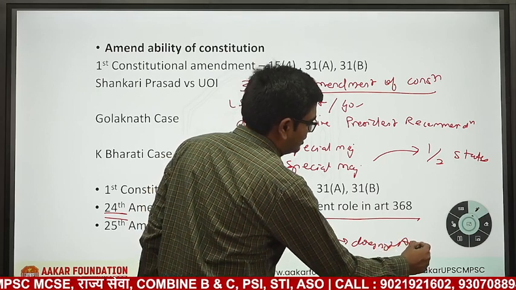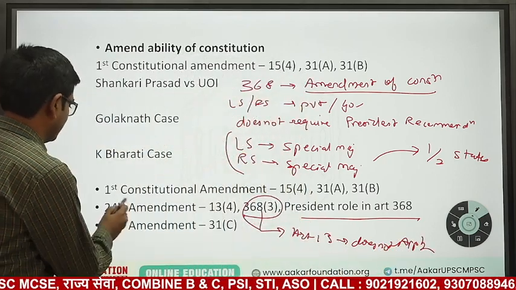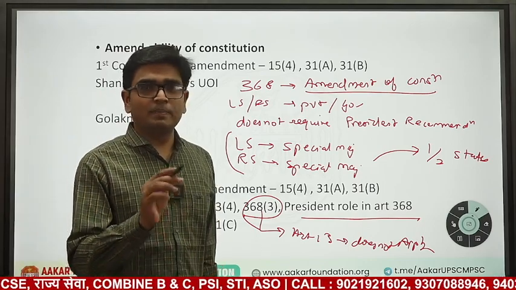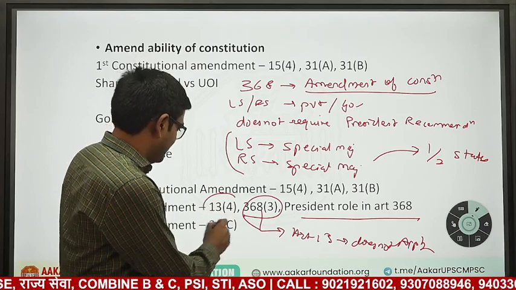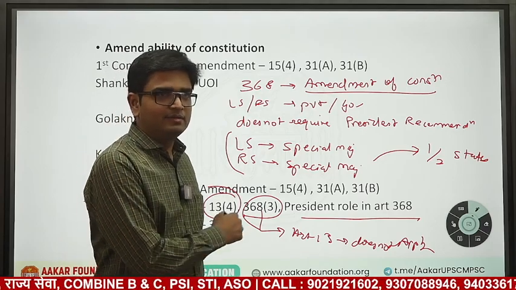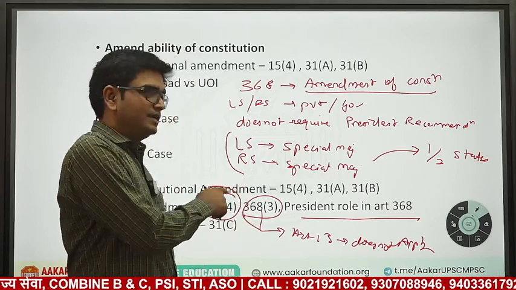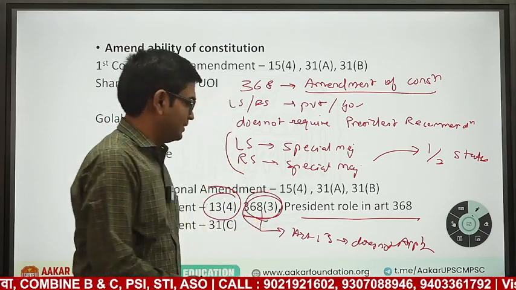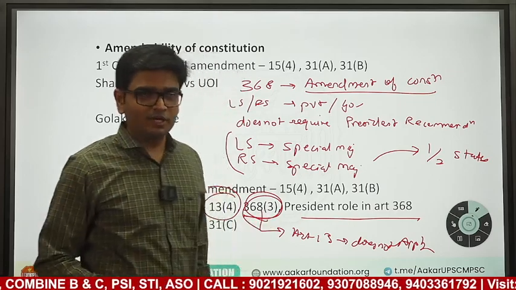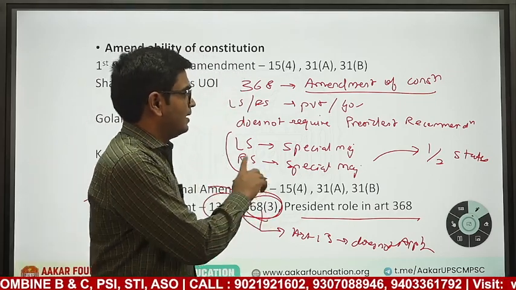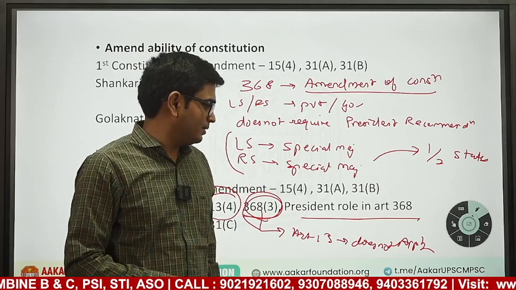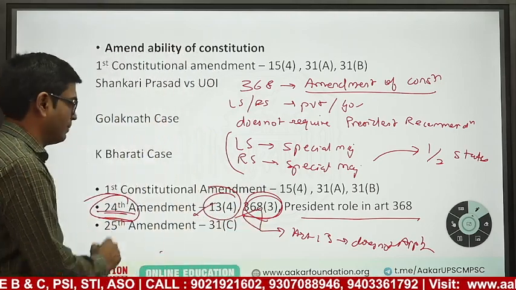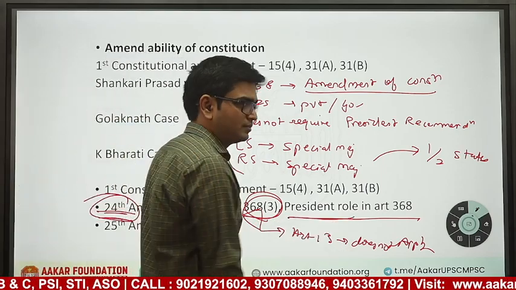Article 13 does not apply, meaning this 24th Amendment Act re-ensured that a constitutional amendment will not be called a law. For example, it added in Article 13 that an amendment under 368 will not be called a law, and under 368(3) it said Article 13 will not be applicable here. So these are the two things that the 24th Amendment Act came up with, and further it limited the president's role.